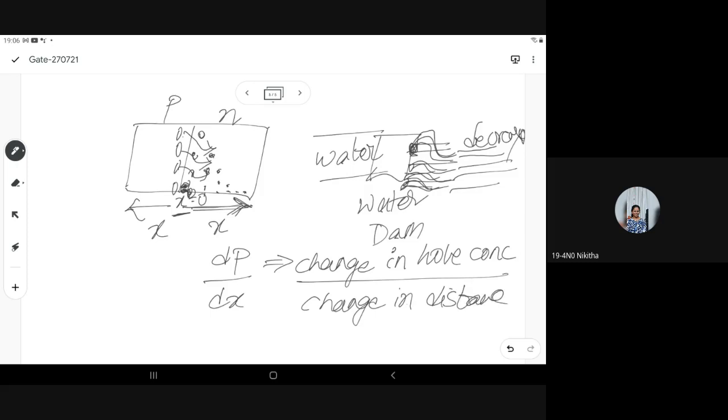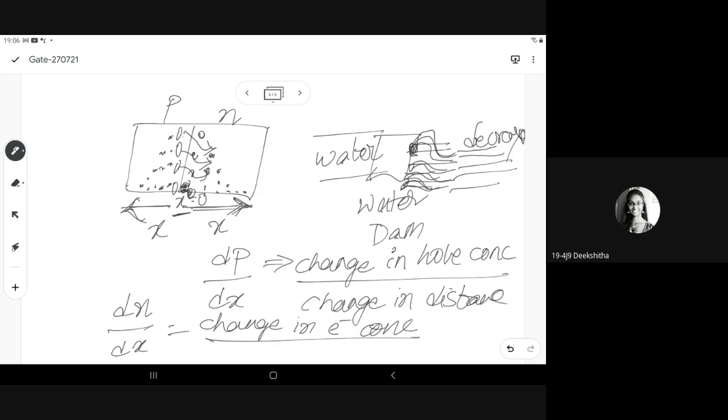Similarly, towards the N side, at the junction, a larger number of electrons is going to be present. But as the distance X keeps increasing towards the P side, what will happen? The electrons concentration keeps decreasing, and it is represented with dn by dx. That is the change in electrons concentration with respect to change in distance x.